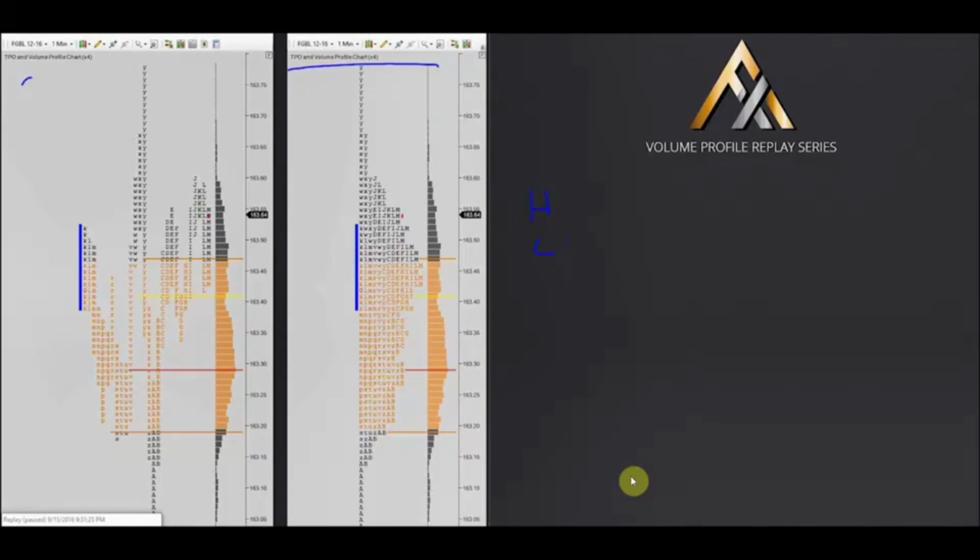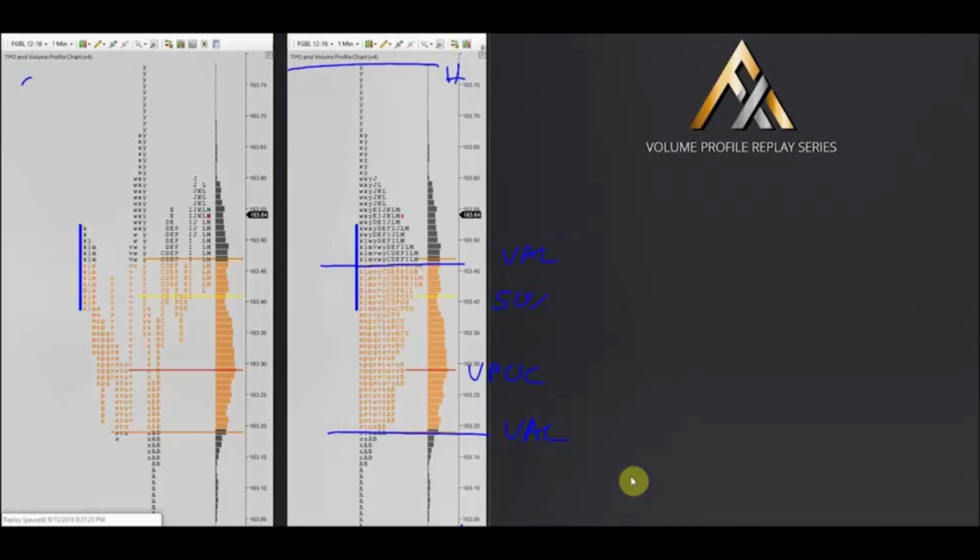We then have our value area high, which is represented with the top of the orange line, and then we have our value area low. Our red line is there now, volume point of control. Our yellow line is our 50% of the day.